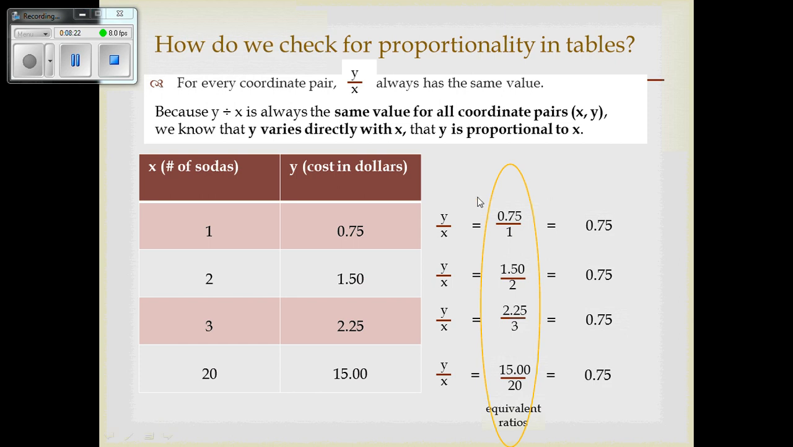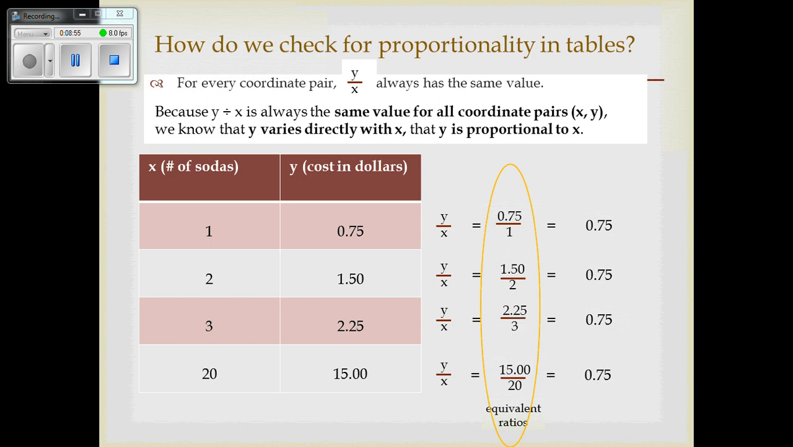And then just to the side of each row, you'll see y over x, and it's set equal to the values in the table. So we have substituted in 0.75 for y and 1 for x. In the second row, we have 1.5 over 2. In the third row, we have 2.25 over 3, and then 15 over 20.